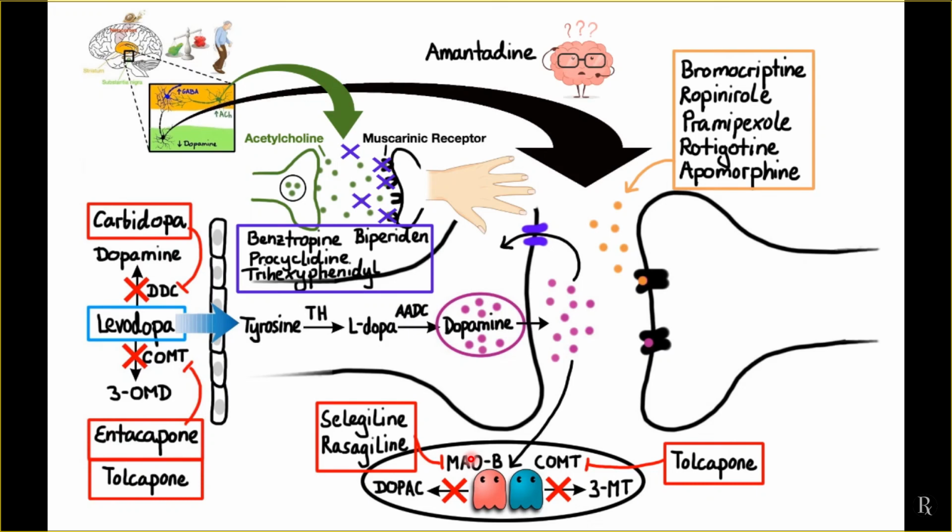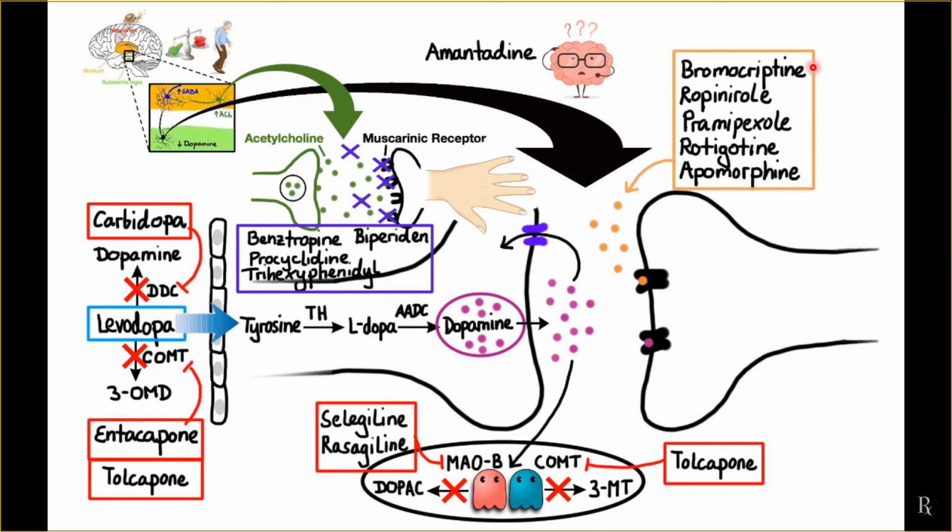So tolcapone can also be combined with these drugs to further increase the concentration of dopamine in the synaptic cleft. This is the first group of drugs that increase dopamine. The second group of drugs are dopamine receptor agonists. These include bromocriptine, apomorphine, ropinirole, rotigotine, and pramipexole. These drugs will activate dopamine receptors directly.